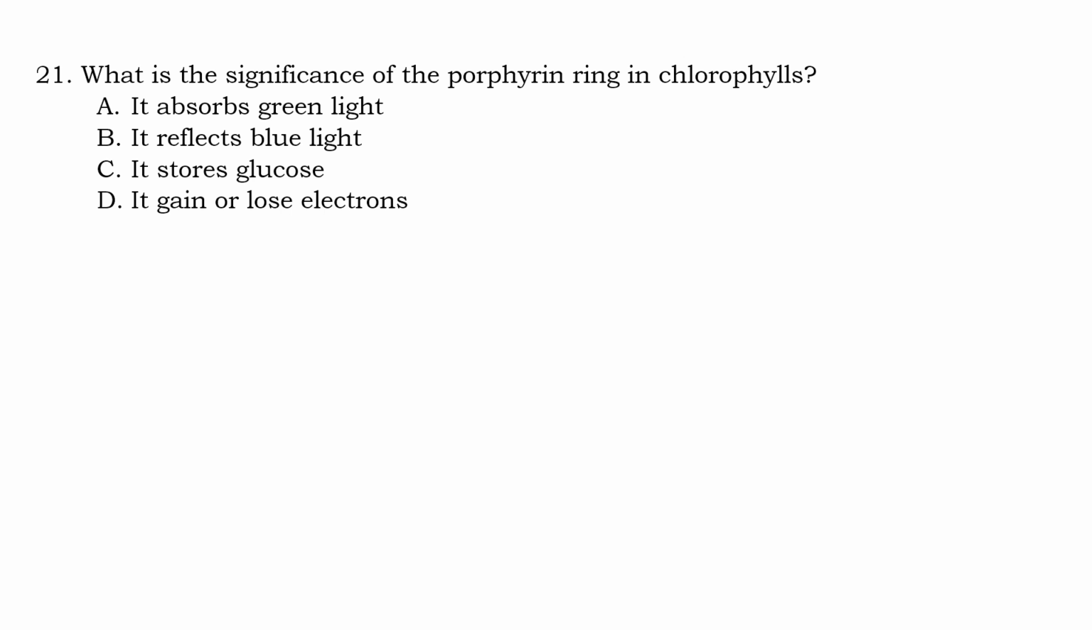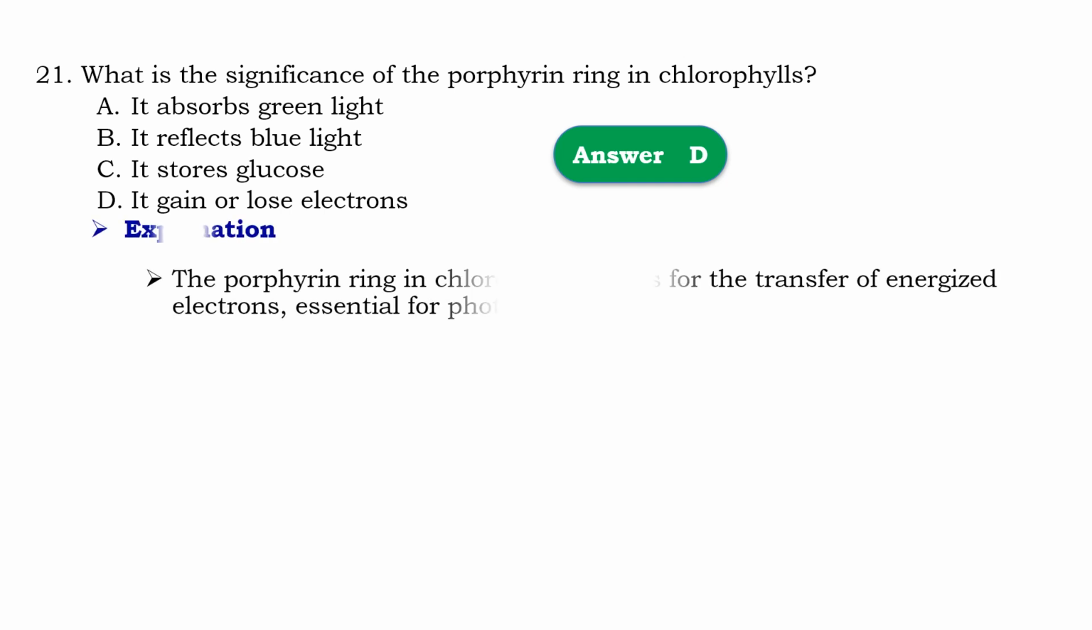Question number 21: what is the significance of the porphyrin ring in chlorophyll? So that should be D, it gains or loses electrons. Means that the porphyrin ring in chlorophyll allows for transfer of energized electrons essential for photosynthesis.